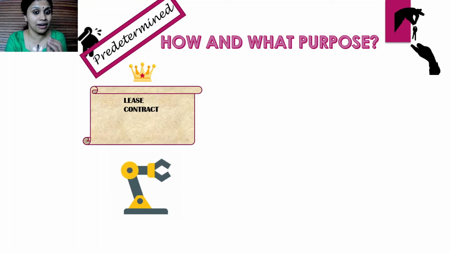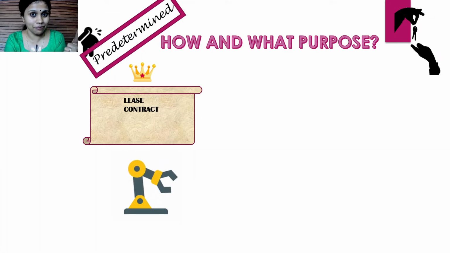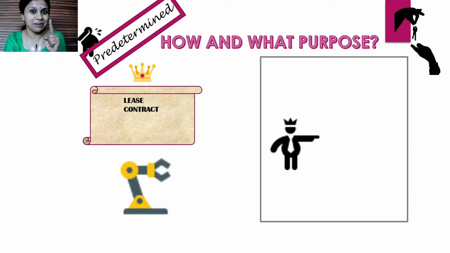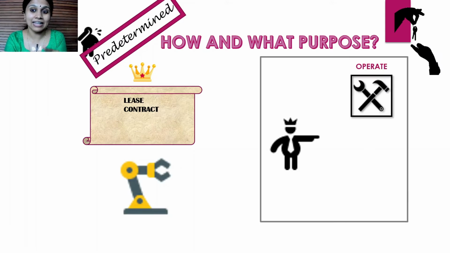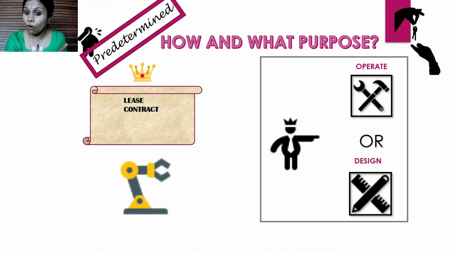In these cases, where the how and what purpose is predetermined by either the contract or the design, the customer can still be the king, provided he has the right to operate the asset or get other people to operate it on his behalf. The supplier should not be able to change his operating decisions. Or if the design itself was done by the customer. So the customer designed the asset in such a way that its how and what purpose was predetermined. In either of these cases, the customer is still said to have the right to direct use.